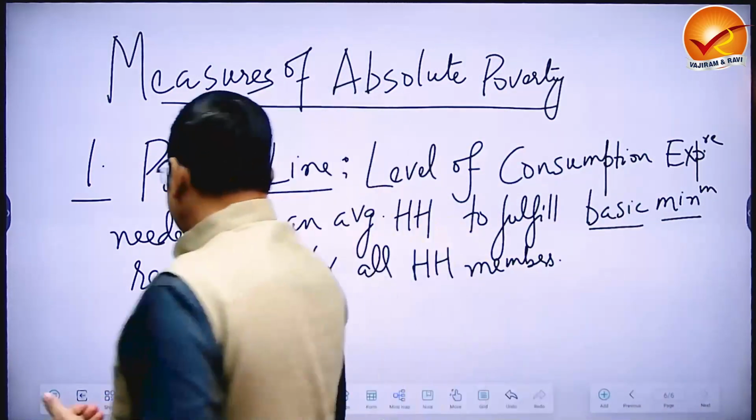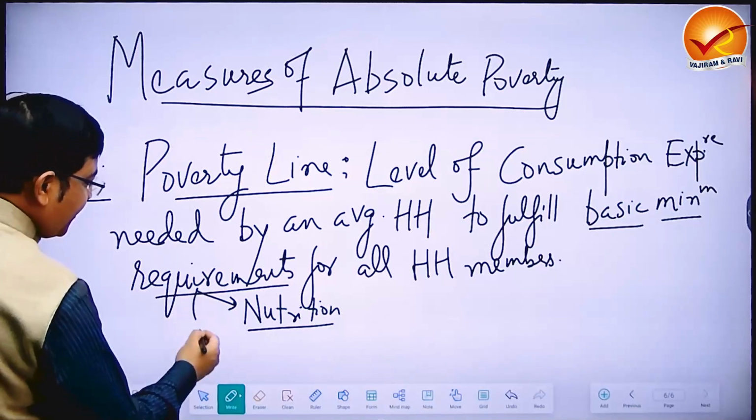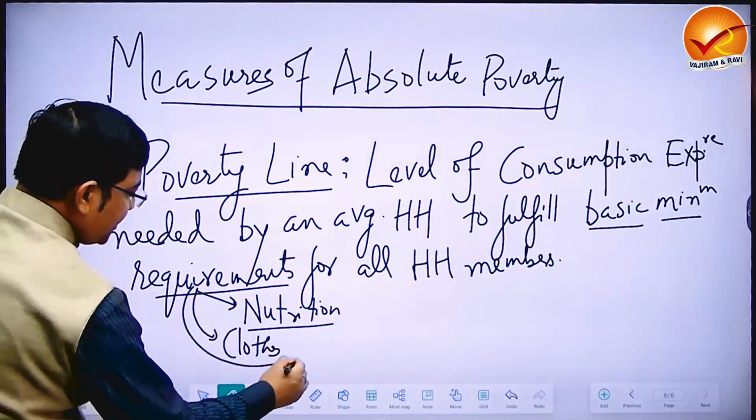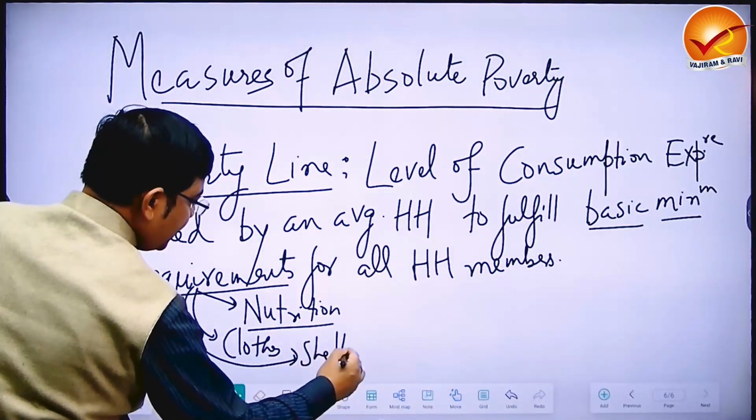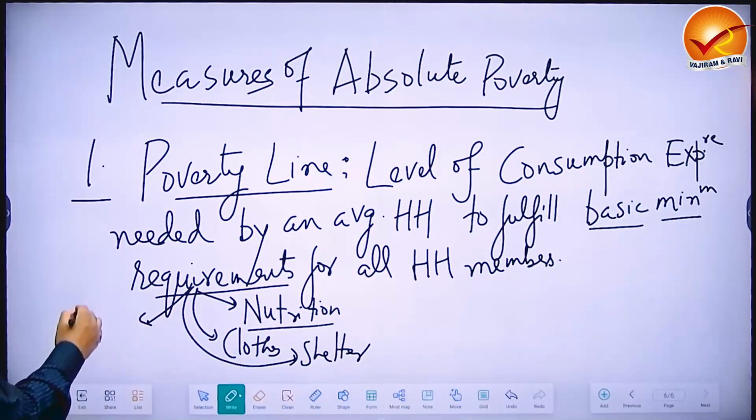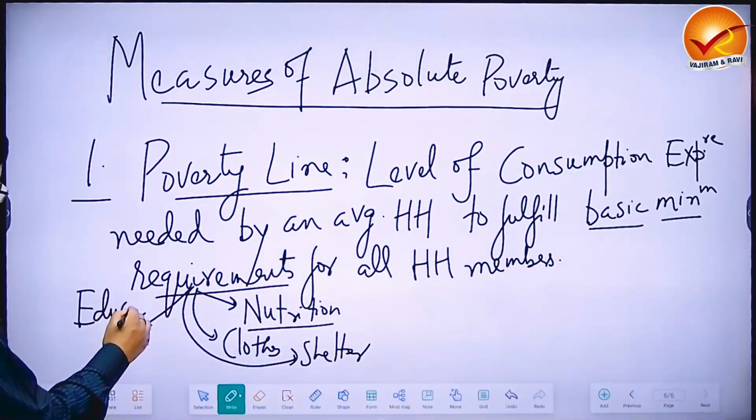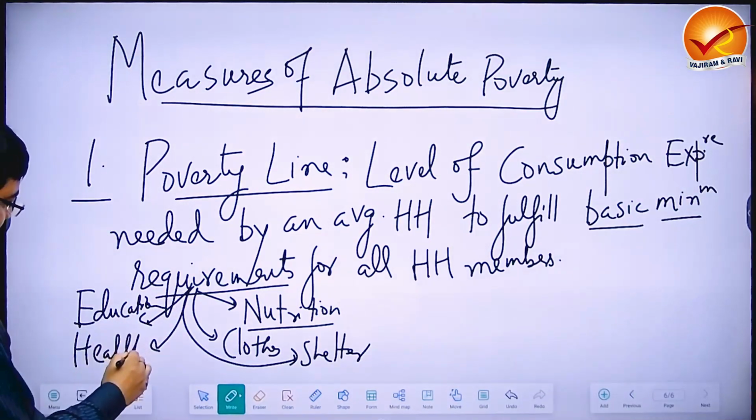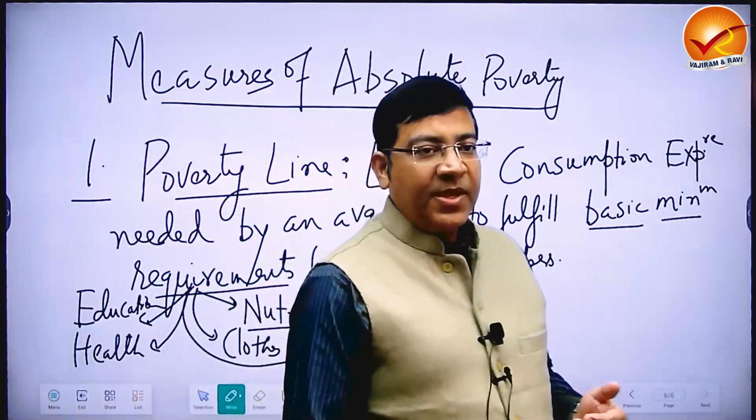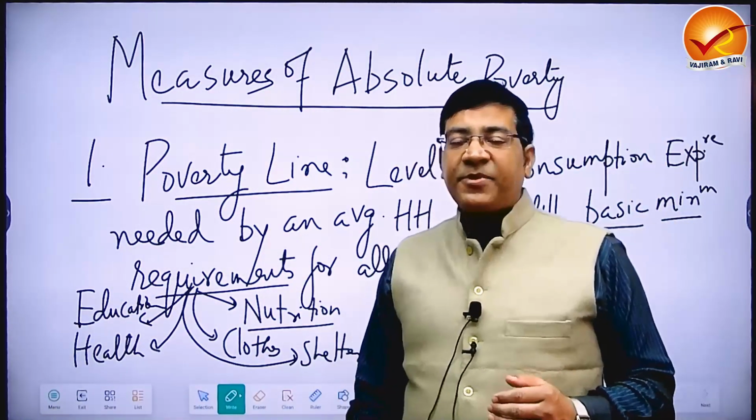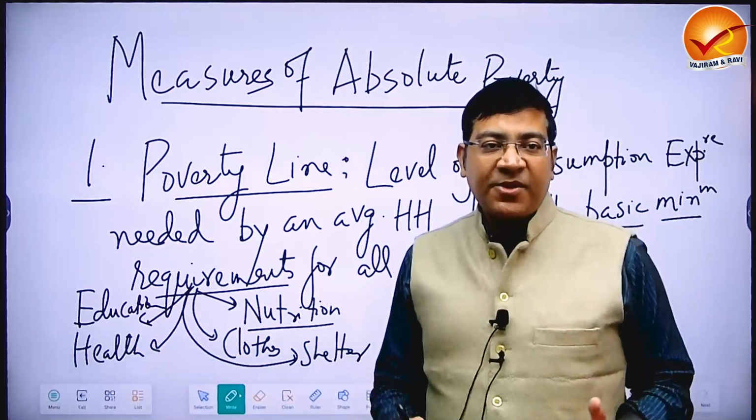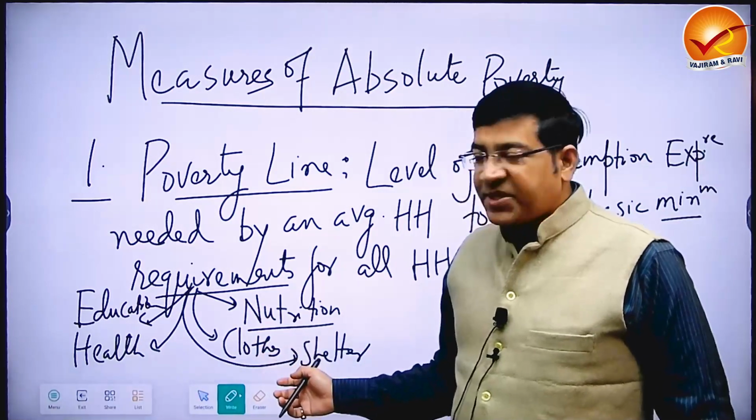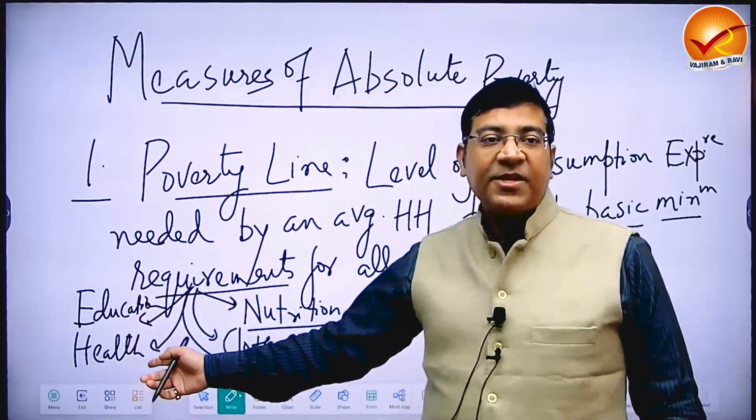For example, now in basic requirement we talk about, obviously apart from nutrition, we have the clothing requirements, the shelter requirements, and also education and health requirements, etc. The list can actually be longer, but this is more or less the acceptable basic minimum requirement in the modern economy, starting with nutrition and then moving on to a minimum clothing, shelter requirement as well as education, health requirements, etc.